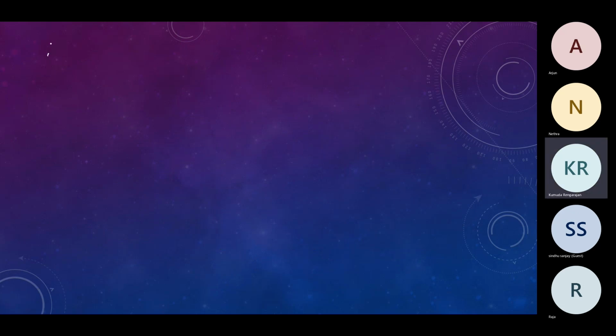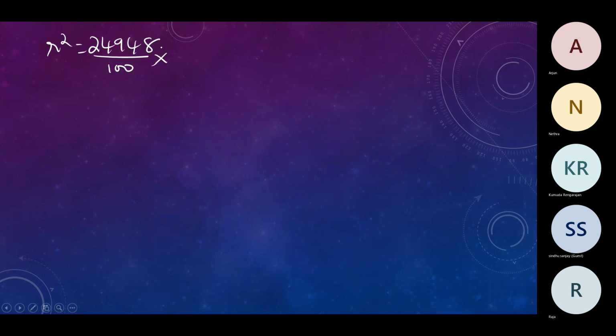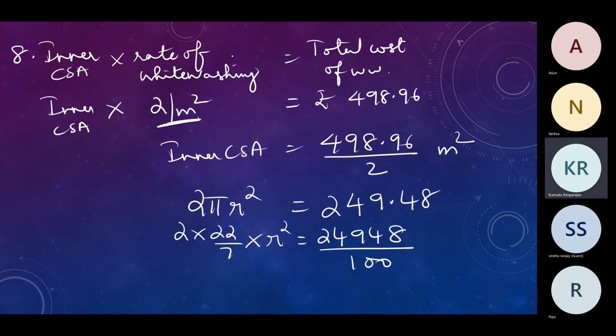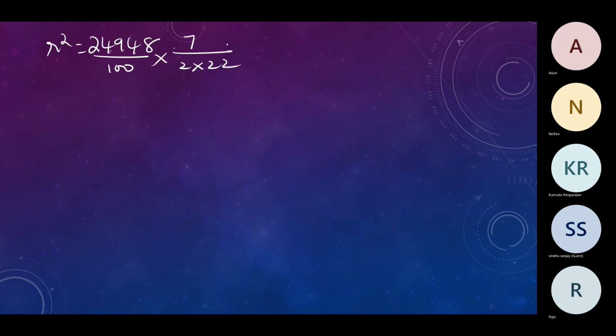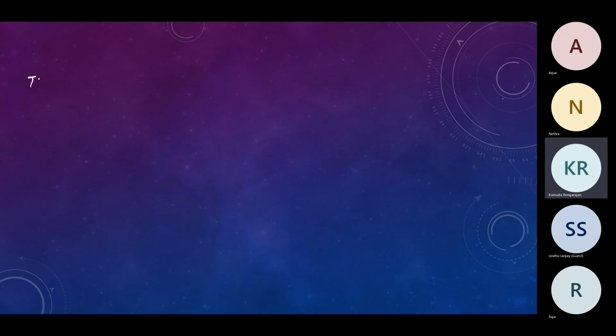So R square is equal to 24948 by 100 into 7 by 2 into 22 after transposing. All right, so now we'll have to cancel. I don't have space to cancel, so I'll just write it a little below.